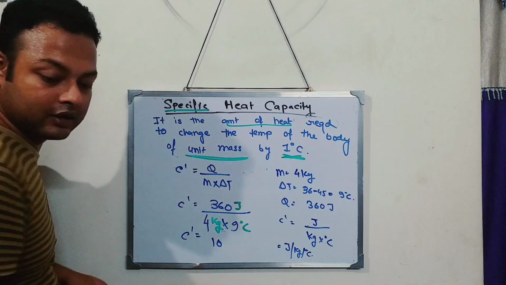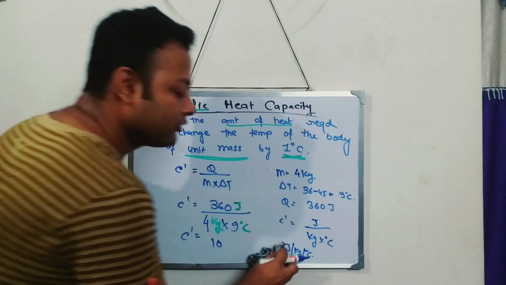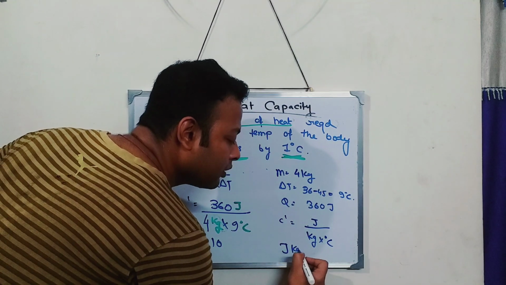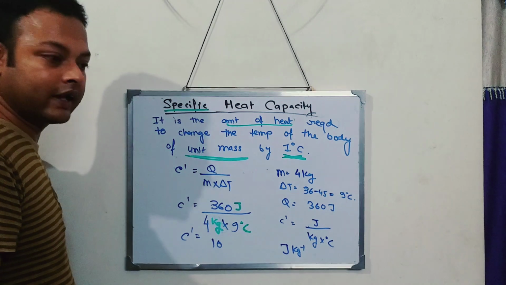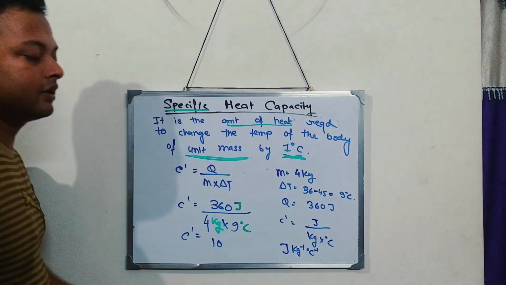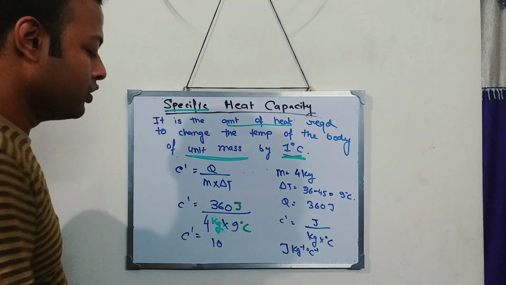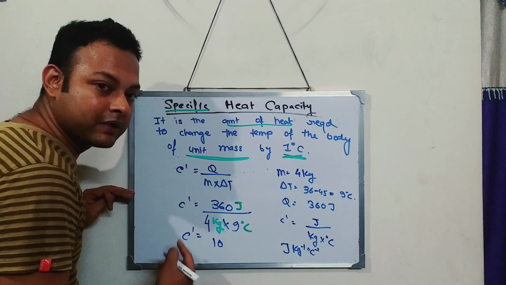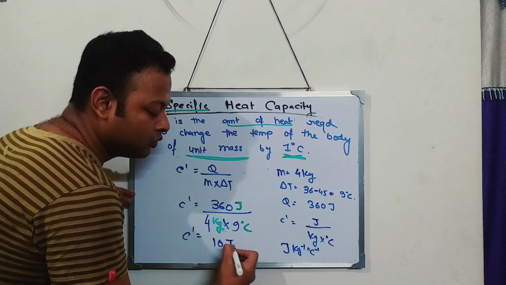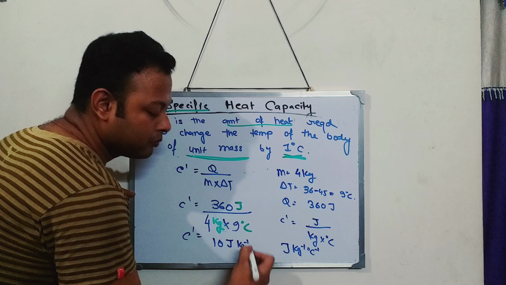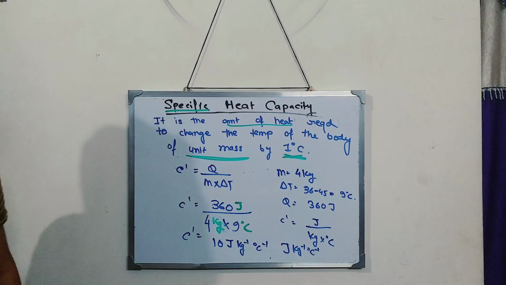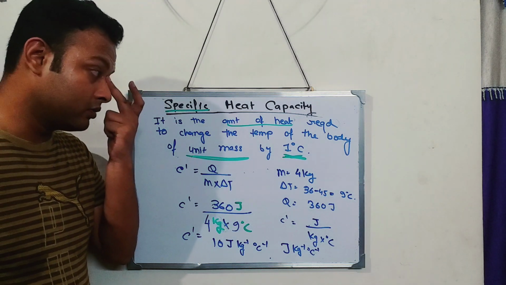So you can write like this. It's better you write like this, okay? For the exam purpose, you write like this. It is joule per kg, okay? Kg to the power of -1, and per degree centigrade. Joule per kg per degree centigrade. So the unit of C dash, that is specific heat capacity, is what? 10. After that 10, what will you write? Joule per kg per degree centigrade. Understood?